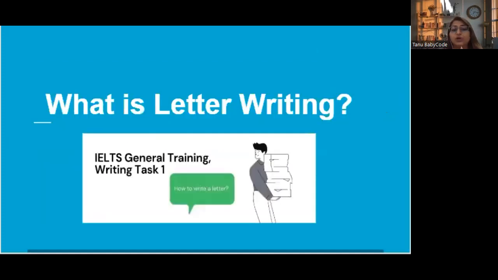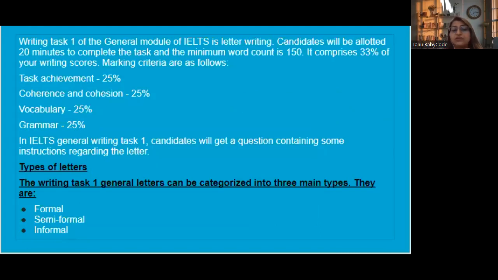Okay, now what is letter writing? What is GT Task 1? How to write a letter? Now, writing task 1 for the general candidates, which is letter writing, you will be allotted 20 minutes to complete this task. And you have to write at least 150 words. You can go beyond 150 also. There is no negative marking for that. But see, you have only 20 minutes, so plan your answer accordingly.